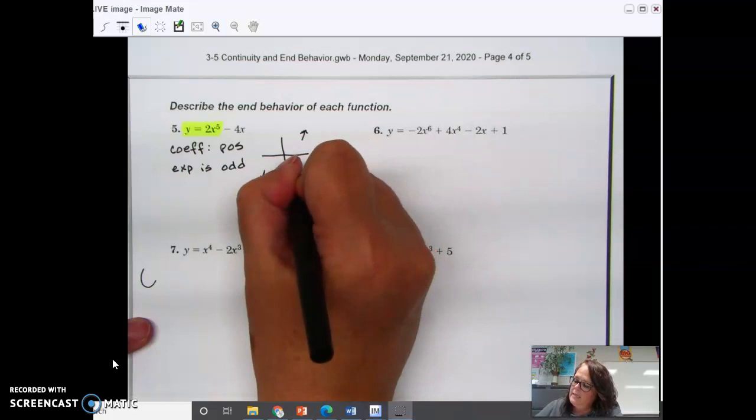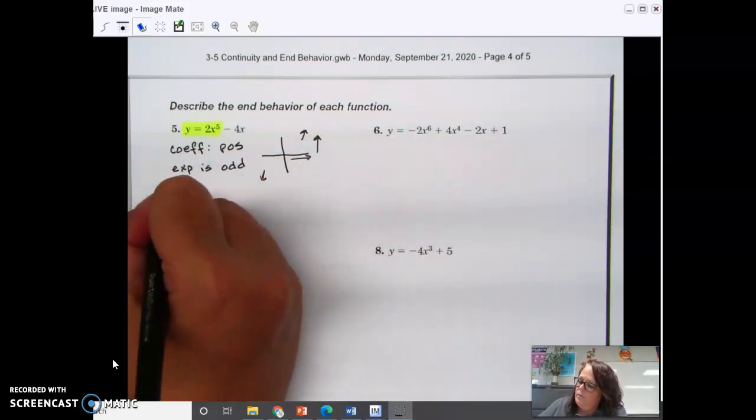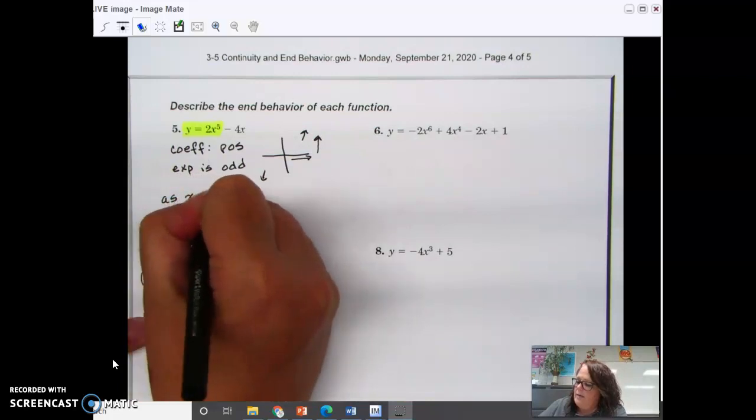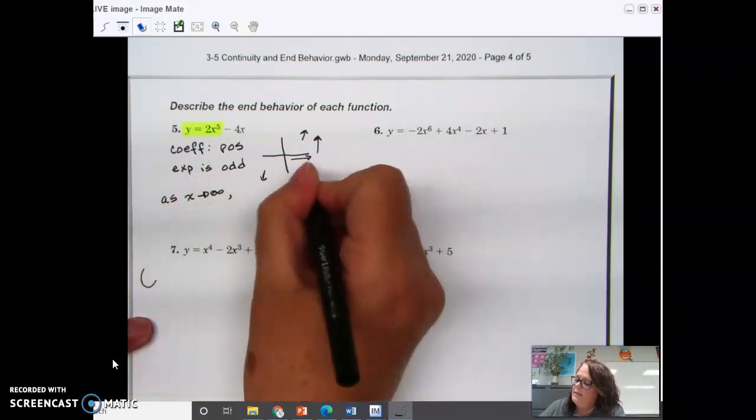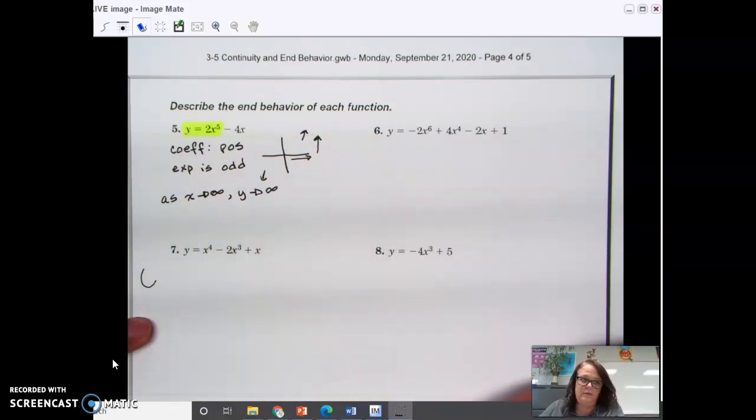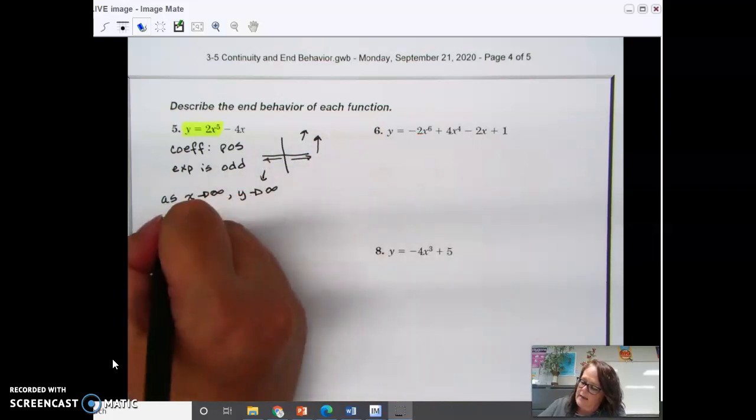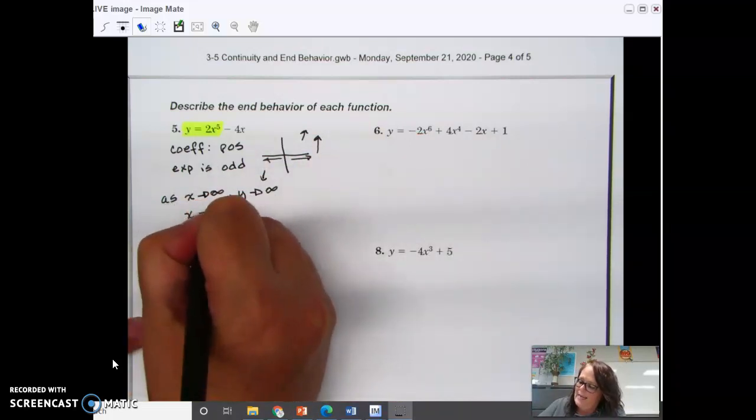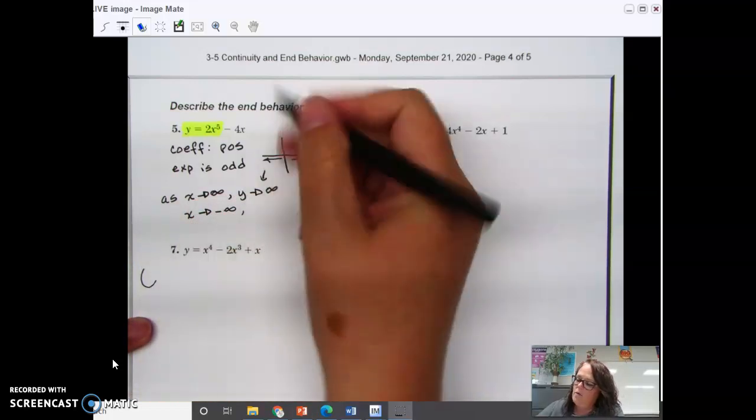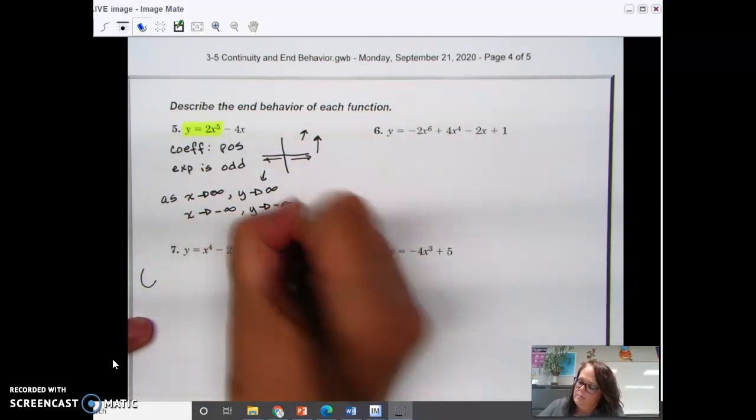So remember, this is saying what's happening as x goes to the right, what happens to y. We would say as x goes to the right, meaning positive infinity, y is going to go up, so y also goes to positive infinity. And then here we're going to say what happens as x goes to the left. As x goes to negative infinity, meaning the left, y is going to go down. And so down for y is also negative infinity.